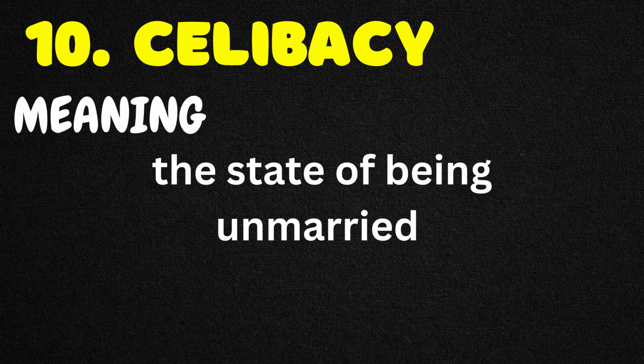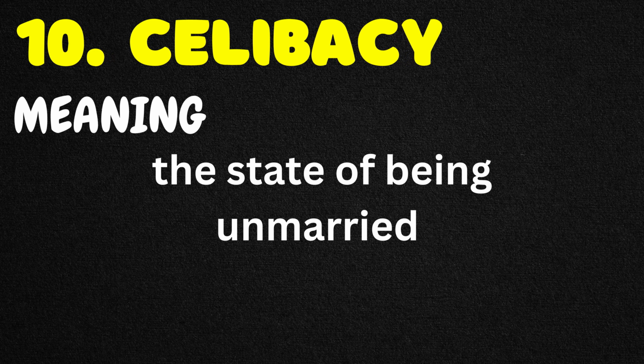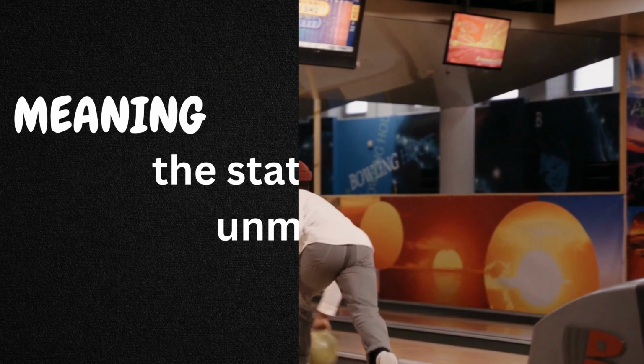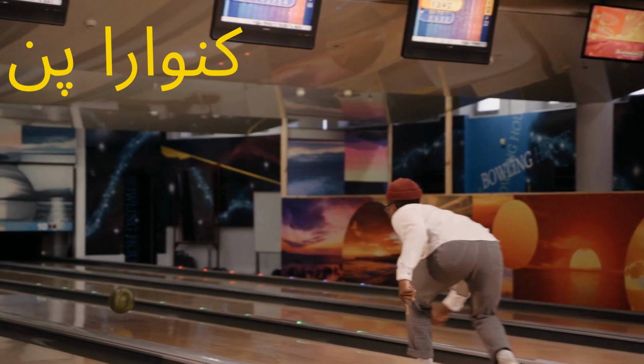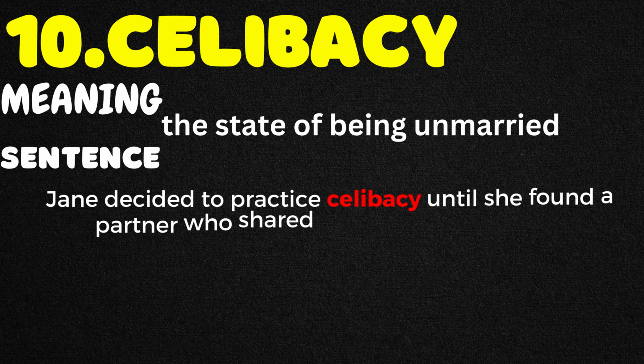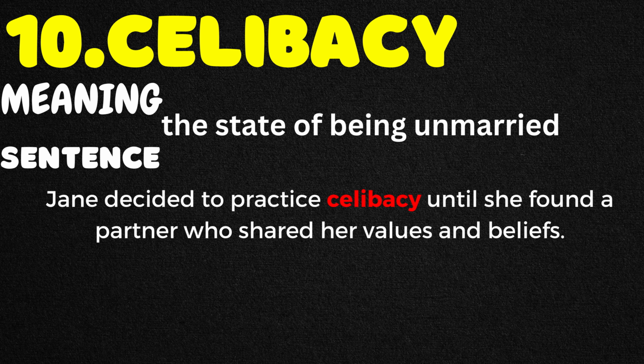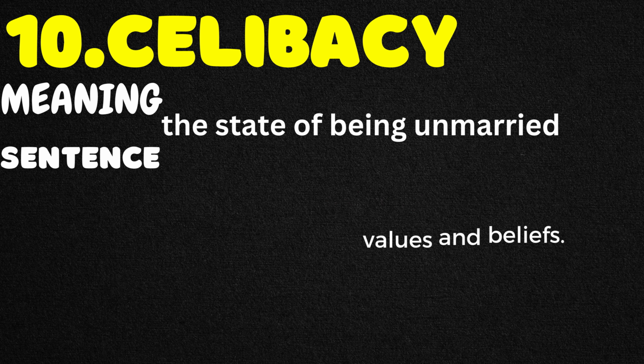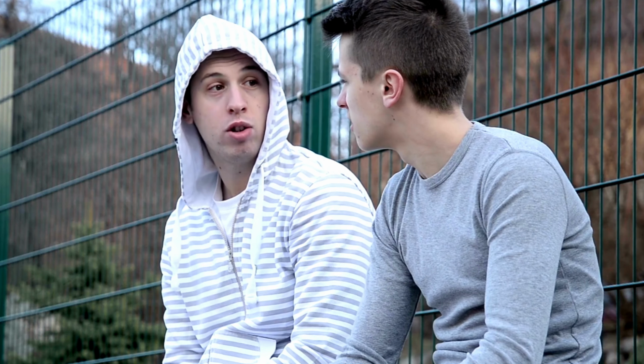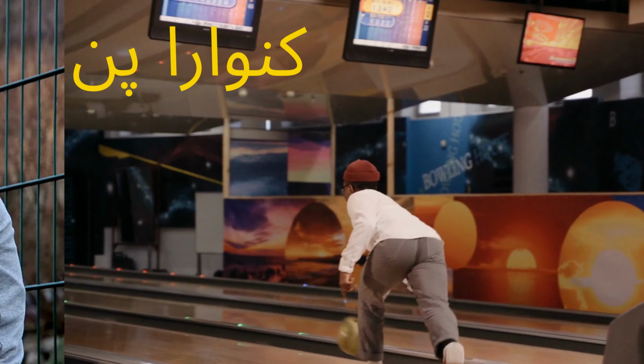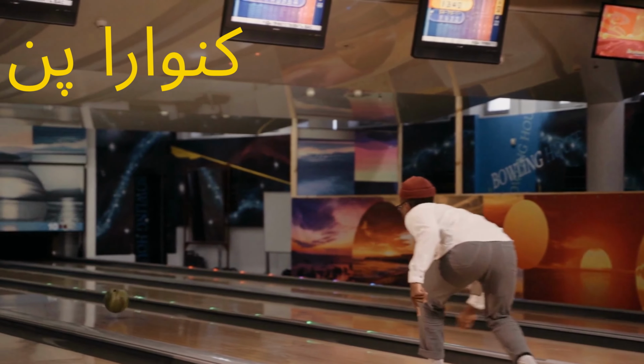Last, celibacy, meaning the state of abstaining from marriage and sexual relations. Let's now discuss an example of how to use celibacy in context for a better understanding. Jan decided to practice celibacy until she found a partner who shared her values and beliefs. That was all about celibacy. To sum up, celibacy means unmarried. In Urdu, it means kuwarapan.